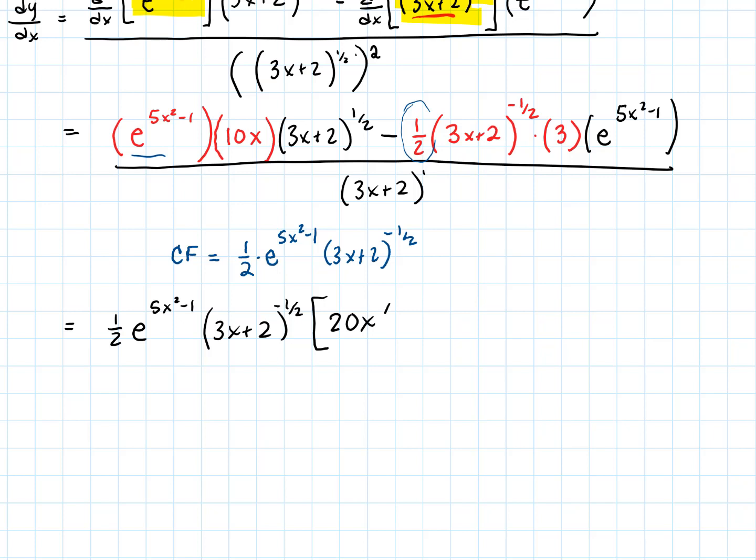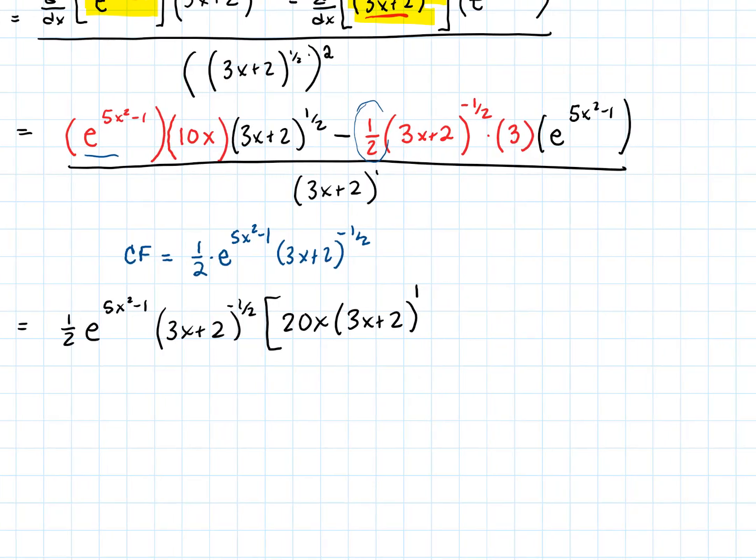The e to the x is gone, but we do have a 3x plus 2 to the first power because we're taking out that minus 1/2. So 1/2 minus a minus 1/2, add, and that becomes 1. Over here, the 1/2 is gone, that's gone, and that's gone. So all that we have left here is a minus 3.